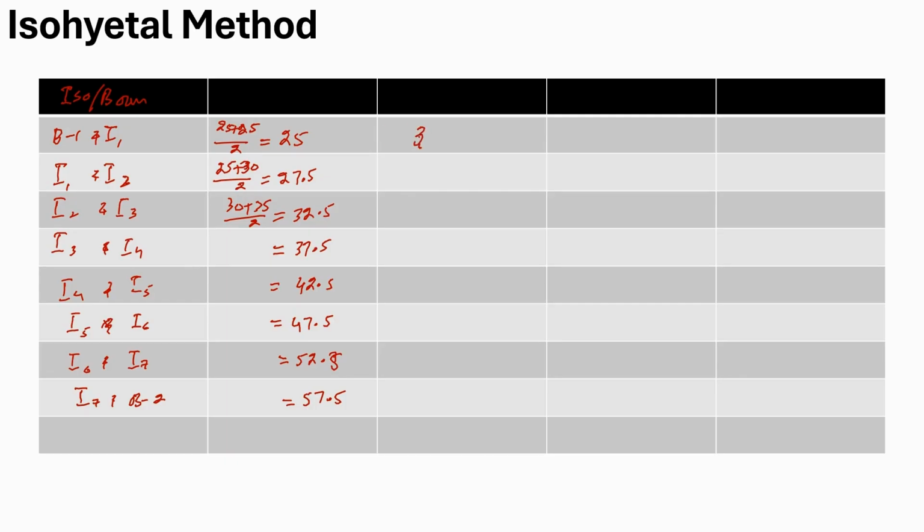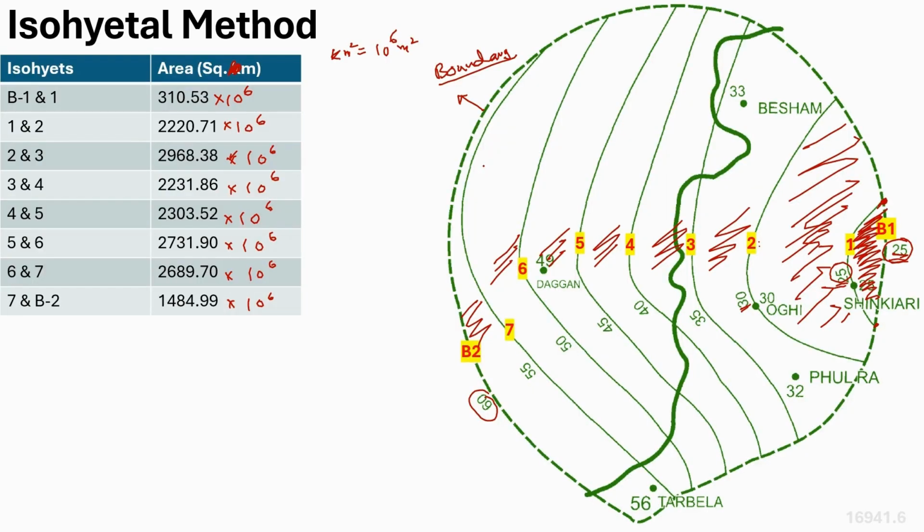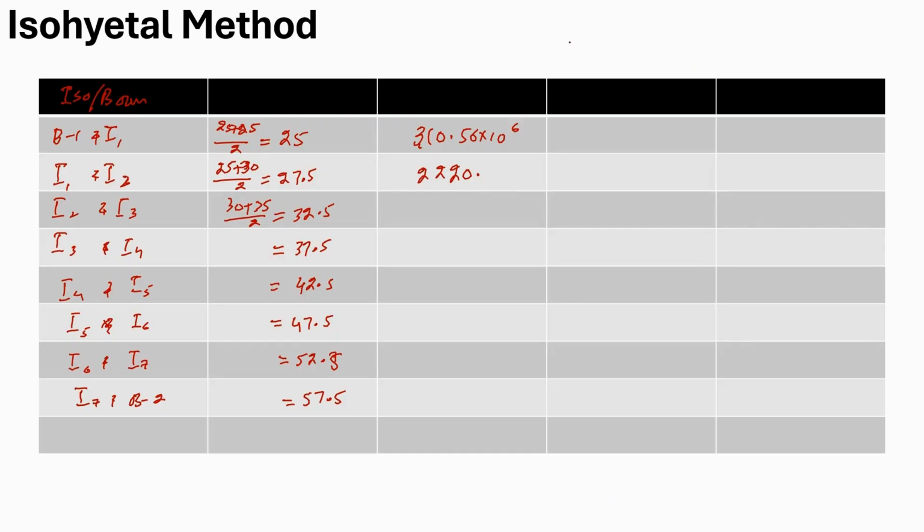Now, area will be 310.56 cross 10 raised to power 6, 222.71, this is 53 cross 10 raised to power 6 and so on. All the areas will be copied here. And what will we do now? We will calculate the volume.